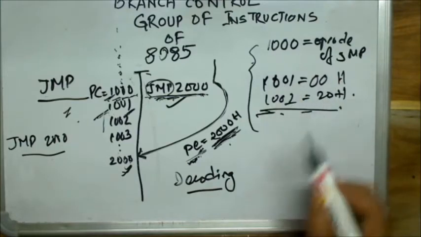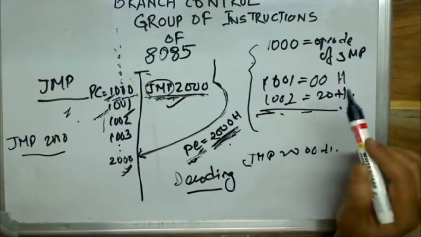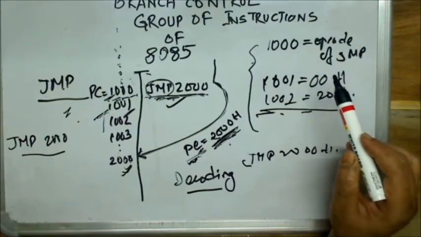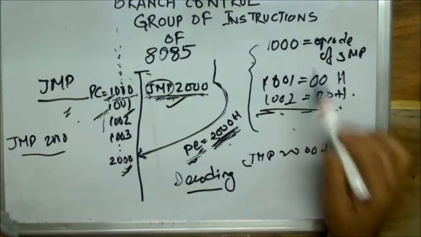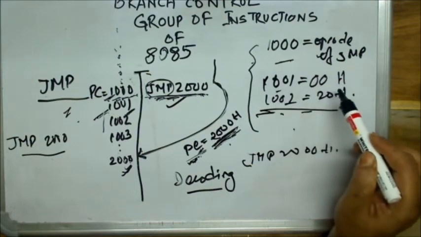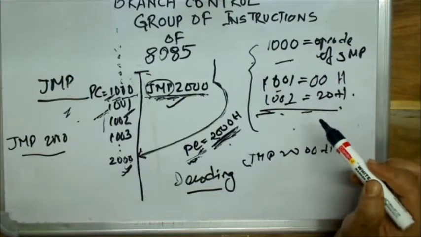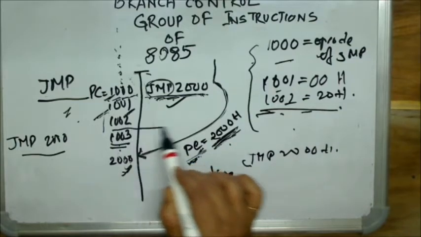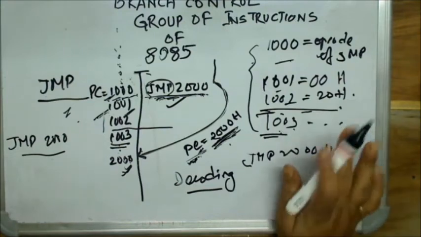So on paper, what you have written is jump 2000H. But when this instruction gets stored in the memory, it will look like this: in 1000H it will get the opcode of jump, in 1001H it will get 00H, and in 1002H it will be stored as 20H. So this is the full instruction. Whatever the next instruction, it will be at memory location 1003. Are you clear up to this?